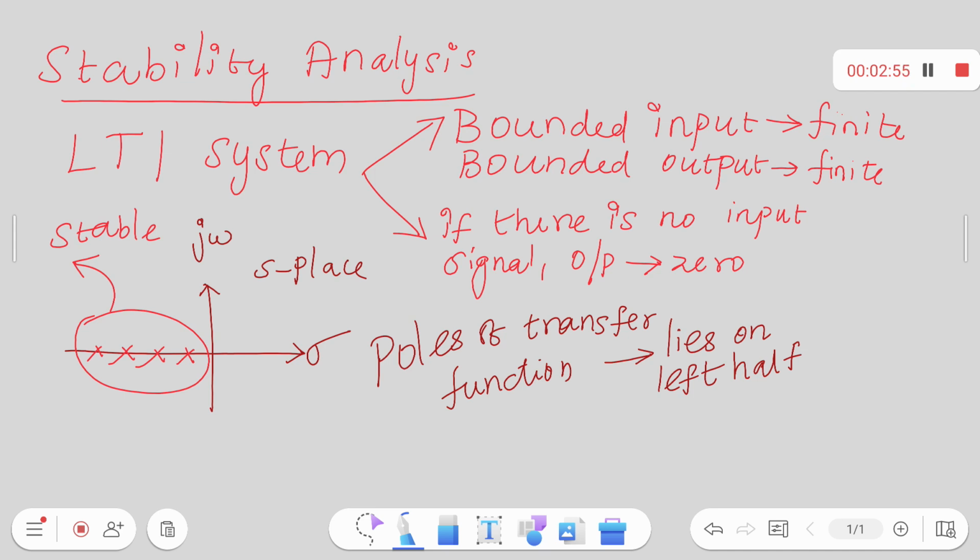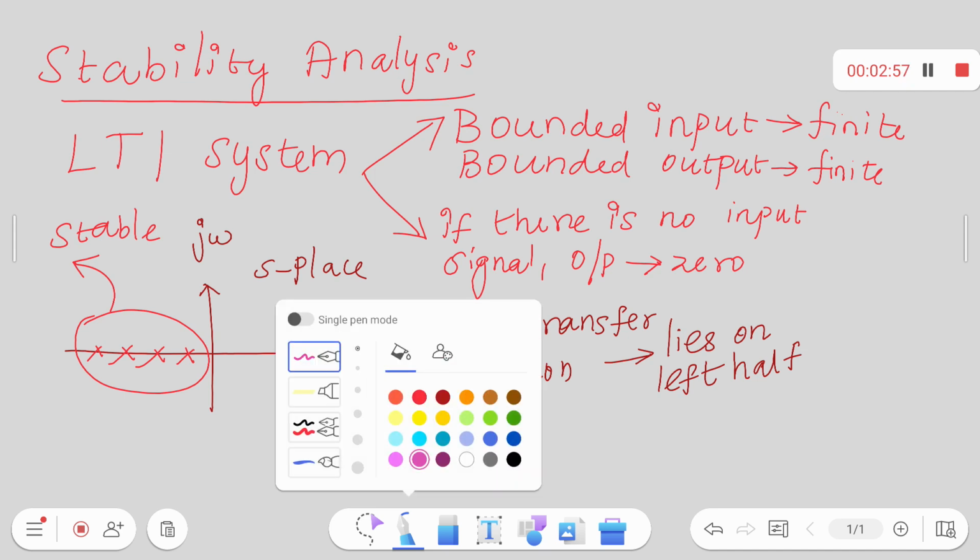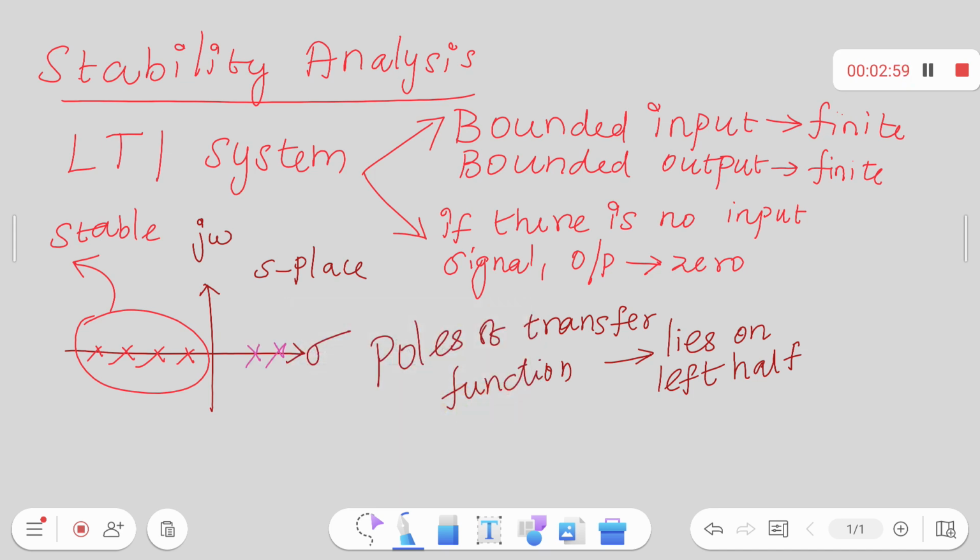If the pole lies on the right half or on the imaginary axis, then the system is said to be an unstable system. So this thing you should remember while checking stability in control system.